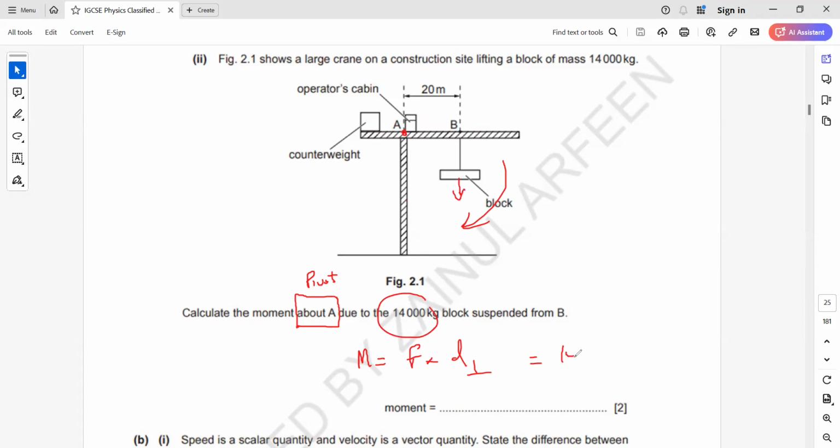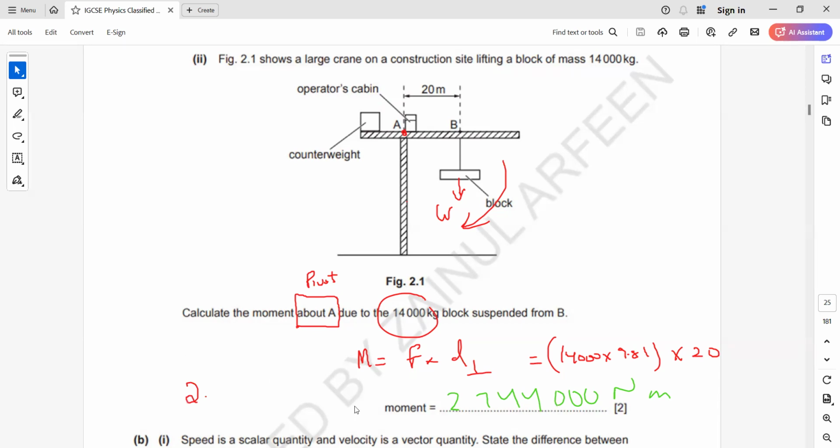So it will be 14,000 multiplied by 9.8, or 9.81, which is the weight. Because in this case, the weight causes a turning effect, and multiplied by distance from the pivot, which is 20. So 14,000 into 9.8 multiplied by 20. So 274,400 Newton meter. But because it's a large value, whenever it's a large value, better convert into exponent. So it will be 2.7.